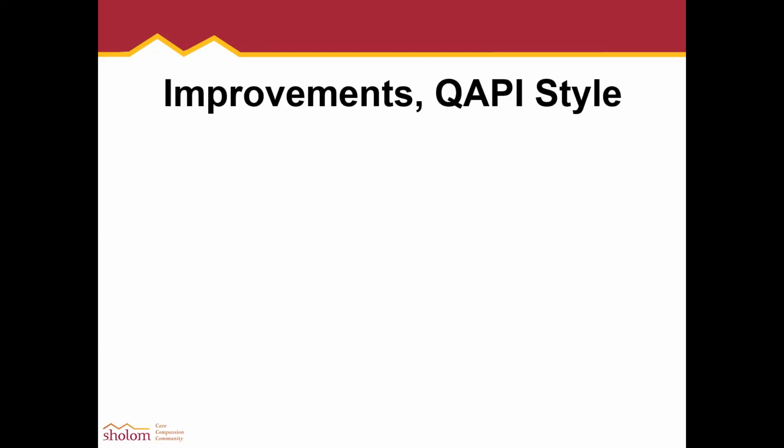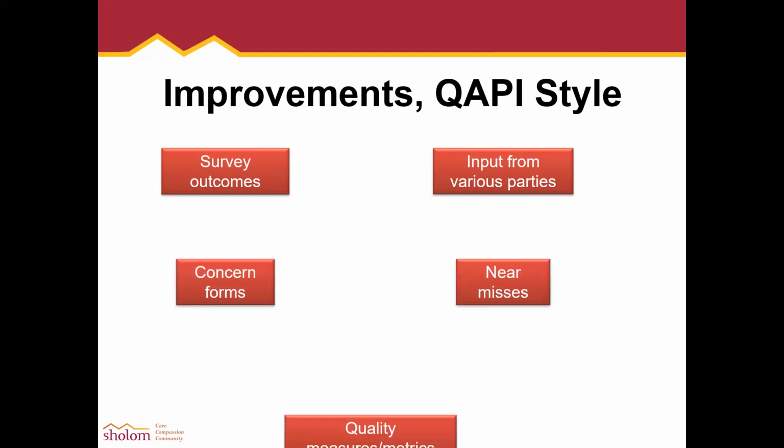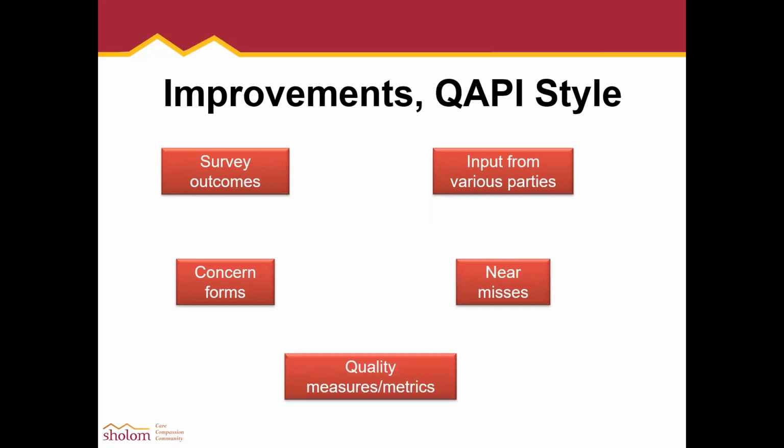Shalom will monitor multiple data sources and performance indicators in determining areas of concern, gaps, and opportunities, and also to determine the effectiveness of system modifications and other interventions. Sources of data and performance indicators may include survey outcomes, input from various parties, which could include staff, residents, volunteers, or other family members, concern form data, near misses, and CMS quality measures.